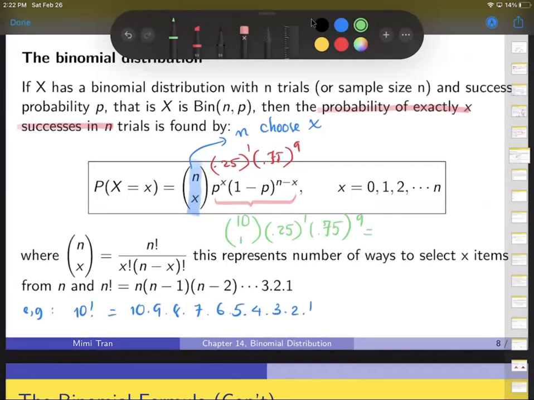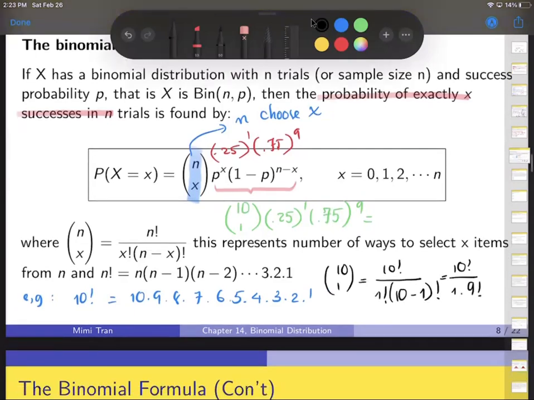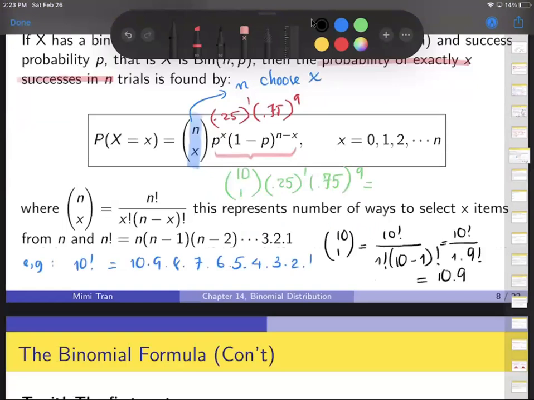Well, let's do the 10 choose 1 part first. 10 choose 1 is equal to, remember, n factorial, so 10 factorial divided by x factorial, which is 1, and then 10 minus x, 10 minus 1 factorial outside. 10 minus 1 is 9, right? So I have 10 factorial on the top. 1 factorial is just 1, times 9 factorial. Now the 10 factorial I can write as 10 times 9 times 8, but I'm not going to do that. I'm going to say 10 times 9 factorial. Instead of writing all out 9, 8, 7, 6, etc., I'm just going to stop at 9 factorial. Divided by 9 factorial, that cancels out. So it's equal to 10. The 10 ways that one shopper will make a purchase. There's 10 ways.